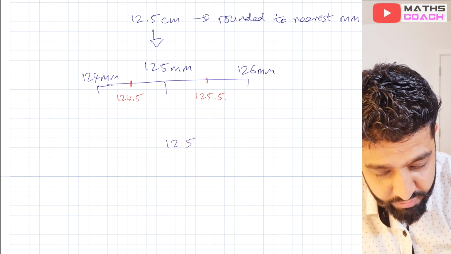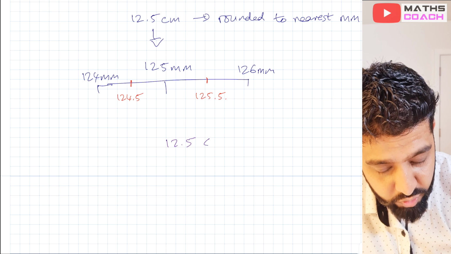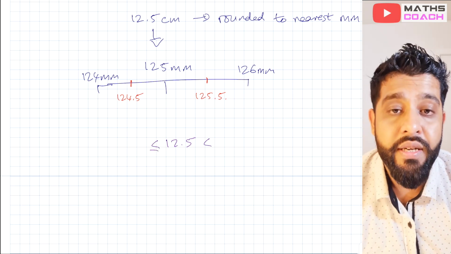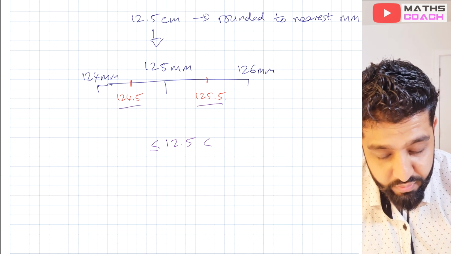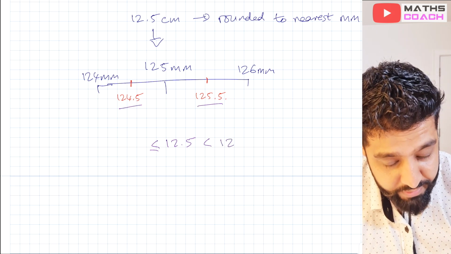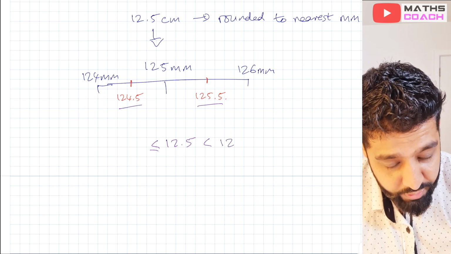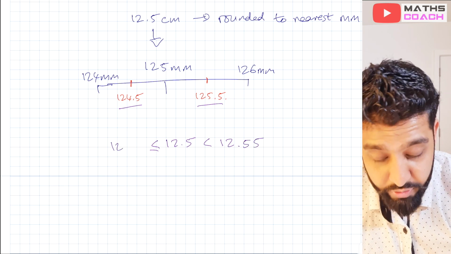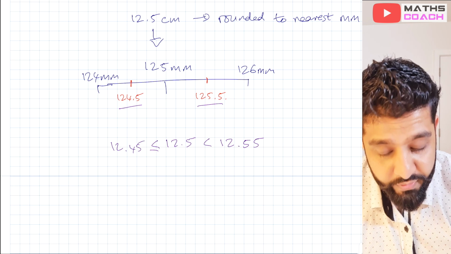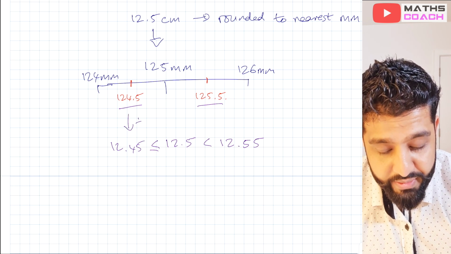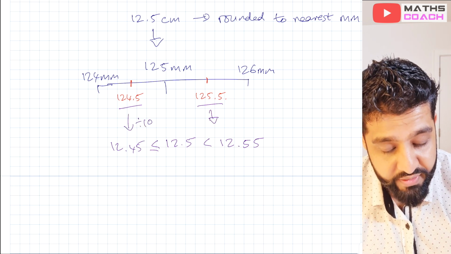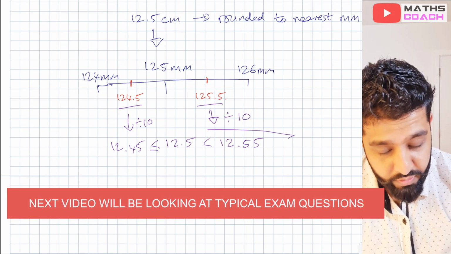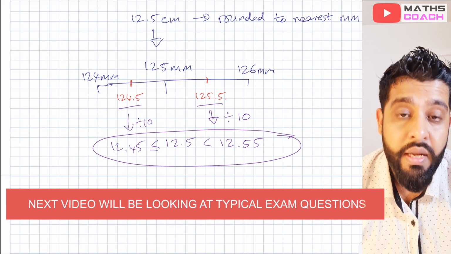12.5 centimeters. I'll just scroll down here so you can see. So 12.5 centimeters less than, and on the other side we'll write greater than or equal to, and we'll write down these two values. So for our upper limit, we'll have 12.55 and 12.45. Remember, we've had to divide by 10 again so that we can have it back into centimeters. So this becomes our final answer, our error interval.